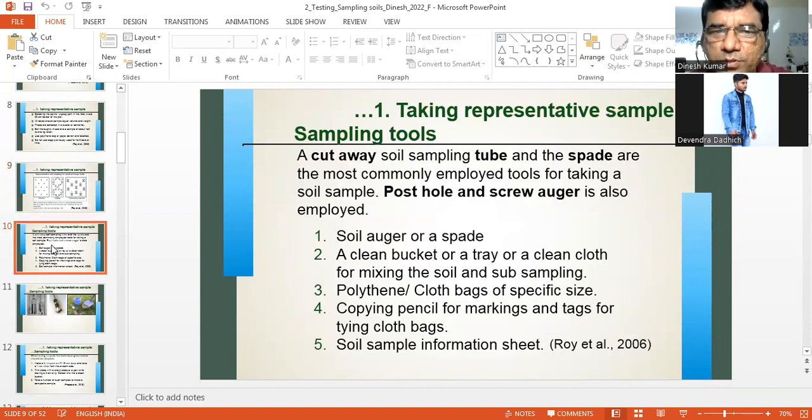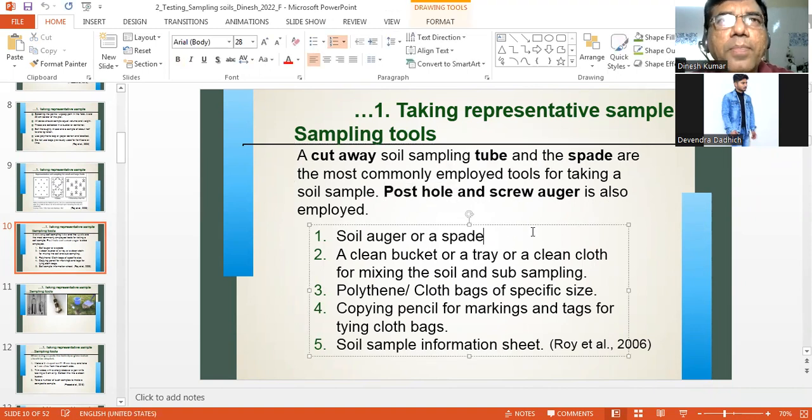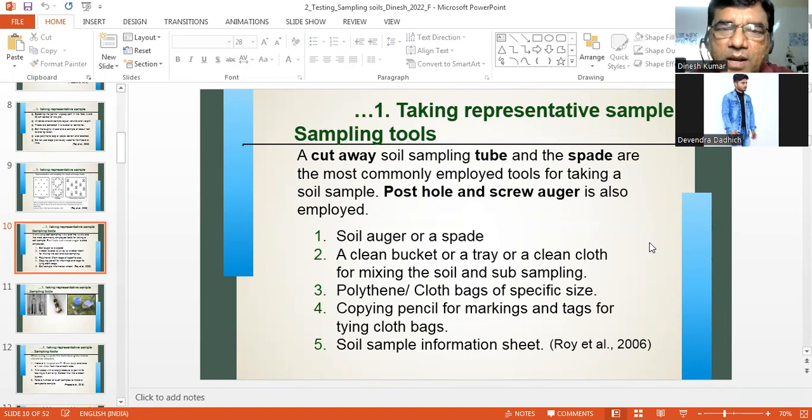Now, what are the different tools used? There are a number of tools depending upon requirement. A cutaway soil sampling tube and the spade are the most common. Cutaway means initially it is a tube, and when you progress after 10 centimeter, 15 centimeter, you cut it, and it is not a complete tube, just half portion is cut. I will show you this kind of auger now. Post hole and screw augers are also employed. A post hole auger is for much deeper samples, and it is operated by machine or tractor. Some power is used.